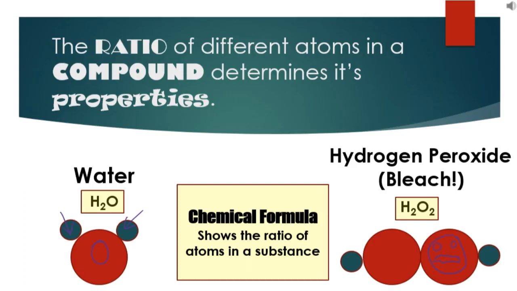So it's not just the type of atoms that a substance is made out of. It's not always just about how they're organized, but it's also about how many of each different type of atom that determines how a molecule behaves. So this is where we really get into the chemistry, where we actually look at what atoms.